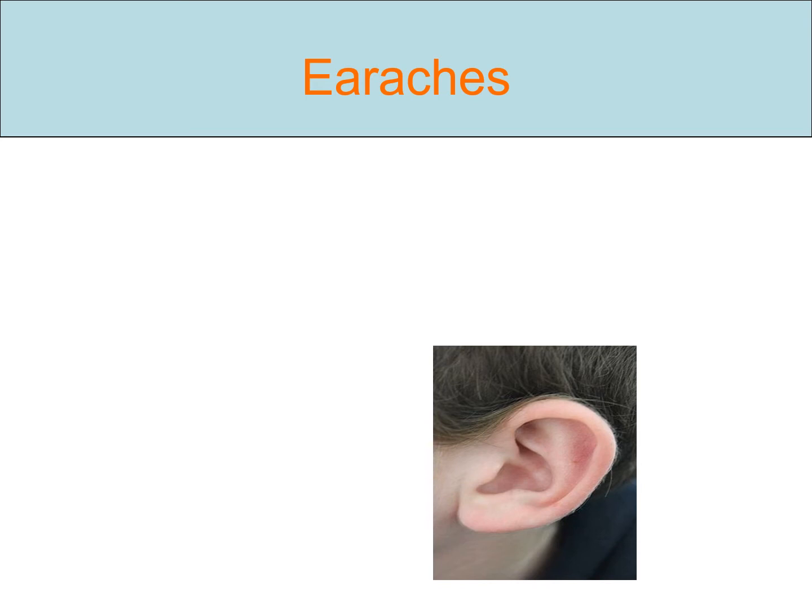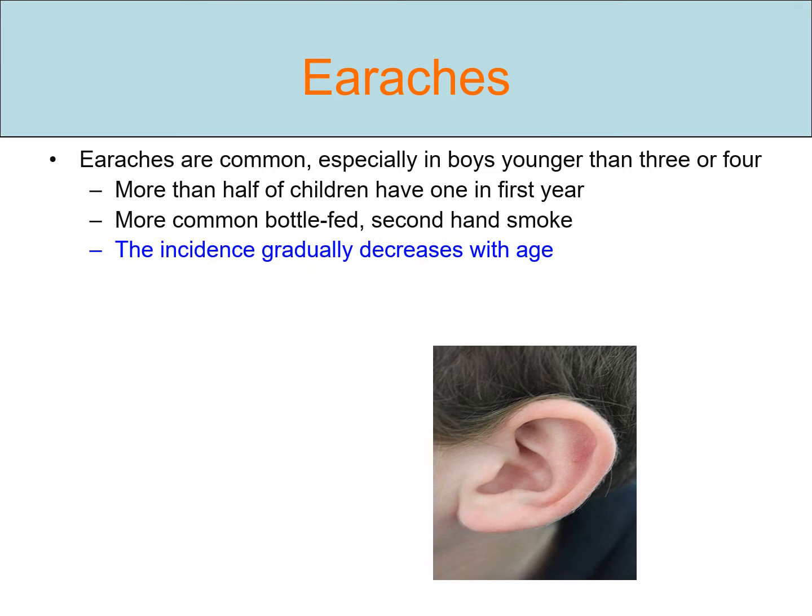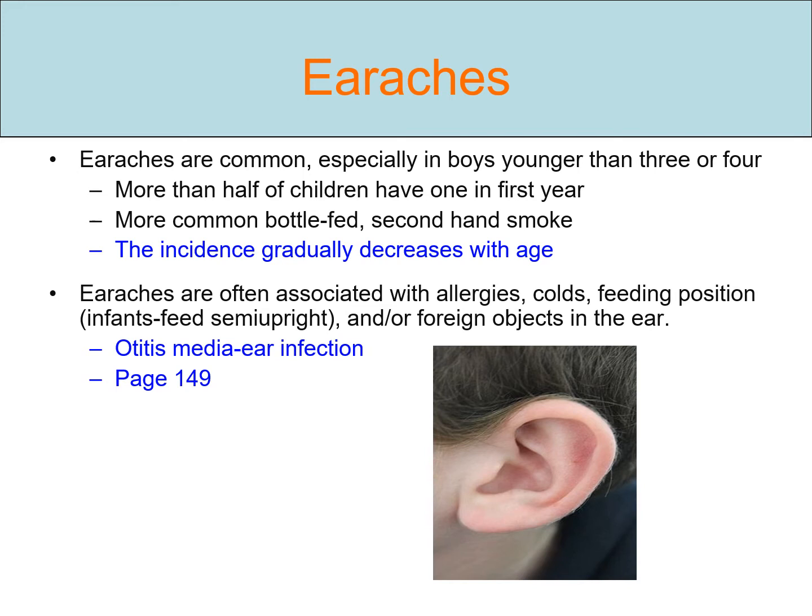So let's look at some other common illnesses. Earaches. Earaches are common, especially in boys younger than 3 or 4. More than half of children have one earache in the first year. It's more common in bottle-fed children and those exposed to secondhand smoke, but the incidence gradually decreases with age. Earaches are often associated with congestion from allergies, colds, infants that are fed semi-upright, and foreign objects placed in the ears. Page 149 gives you some more information about ear infections.